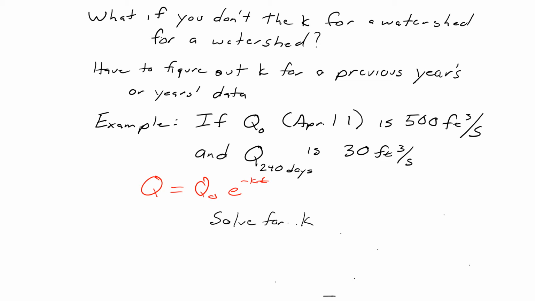So if we just put down what we know so far, we know that 240 days in, we have a discharge of 30 cubic feet per second. We started out with an initial discharge of 500 cubic feet per second. e to the negative k, which we don't know, but we know t is 240 days.